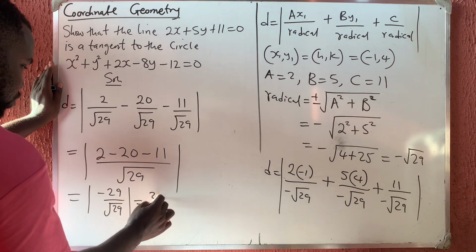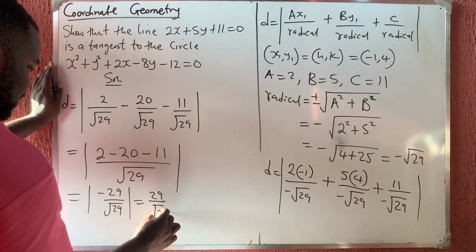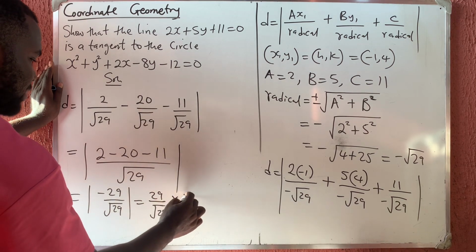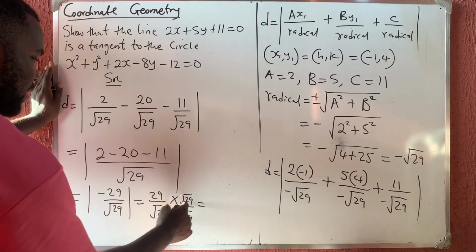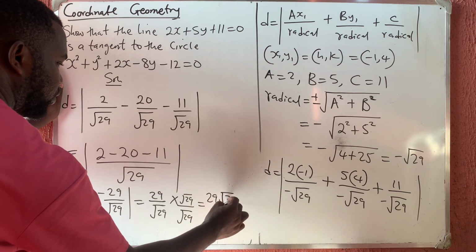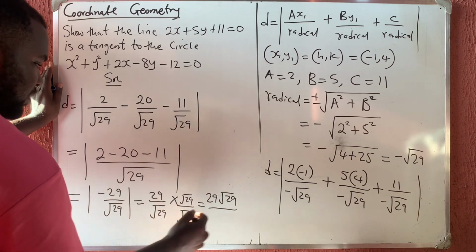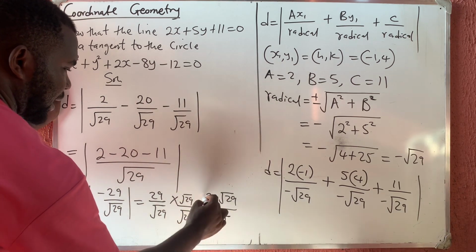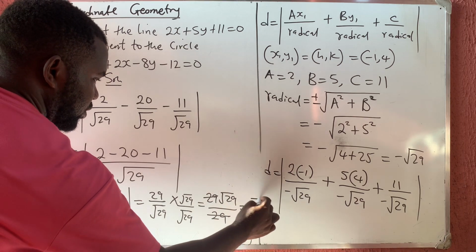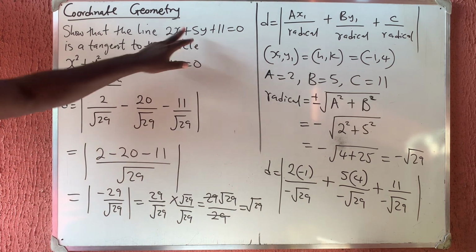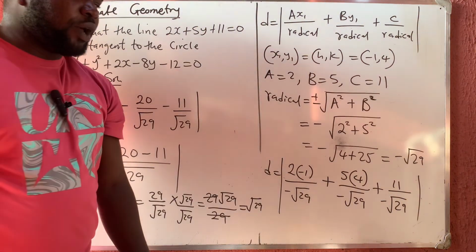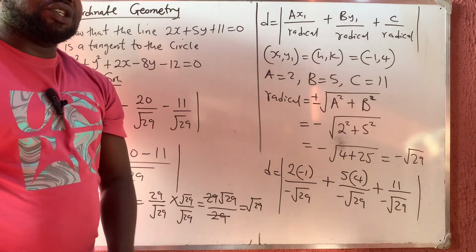To remove the absolute value, I'm going to have 29 over the square root of 29. If you rationalize, you multiply by root 29 over root 29, which is going to give us 29 root 29 over 29, because root 29 times root 29 will just give you 29. Finally I'm going to have the square root of 29. And this square root of 29 is exactly what we got as the radius of this equation. So since the radius is the same thing as the distance, we conclude that that line is a tangent to that circle.